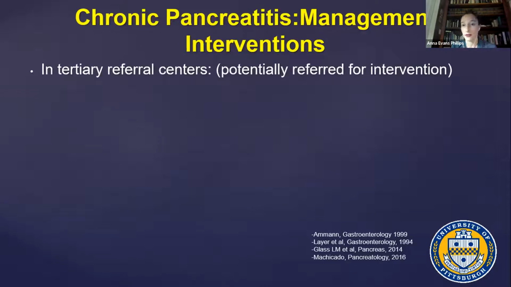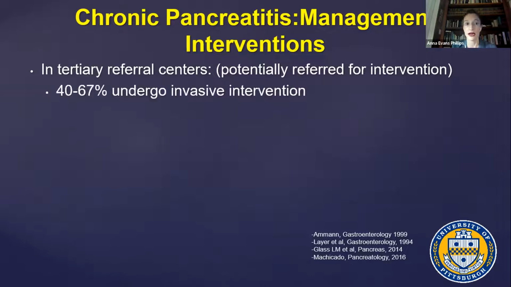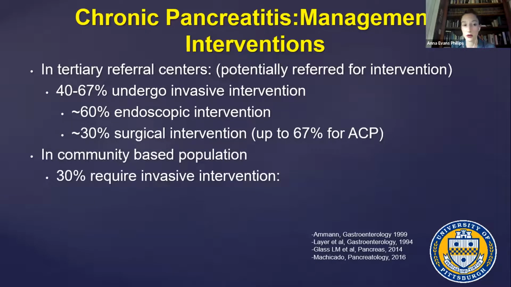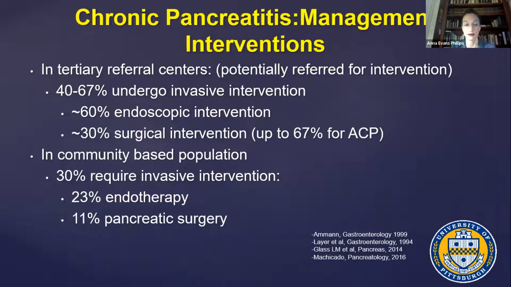And so I'll mention just briefly interventions because they are part of the overall picture, but you'll have other discussions about this in coming weeks. In tertiary referral centers, approximately 40 to 67% of patients with chronic pancreatitis will undergo invasive intervention for therapy of their disease. This includes about 60% who undergo some type of endoscopy and 30% for some kind of surgery. In community hospitals, these numbers are lower, about 30% overall, with 23% undergoing endotherapy and maybe 11% having surgery.